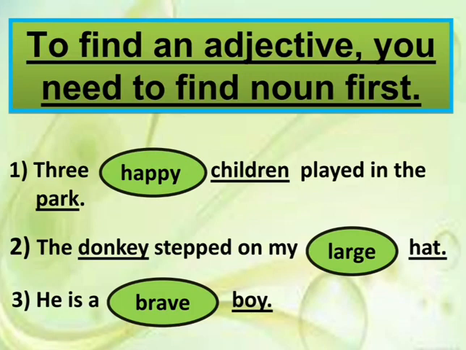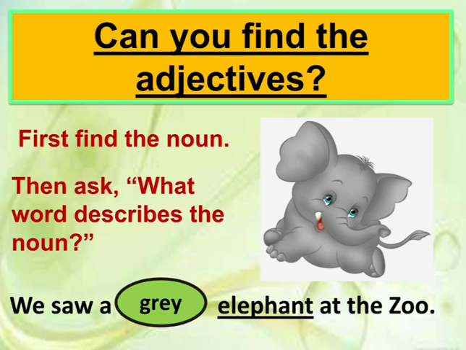Next example, he is a brave boy. What is the noun in this sentence? Boy. And how is the noun boy being described? He is described as brave. So brave is an adjective. Let's see some more examples. We saw a grey elephant at the zoo. So what you have to do is first find the noun and then ask what word describes the noun. So here there are again 2 nouns in this sentence, elephant and zoo. But here only the noun elephant is being described. And how is the noun described? The noun elephant is being described as grey. So grey is the adjective.